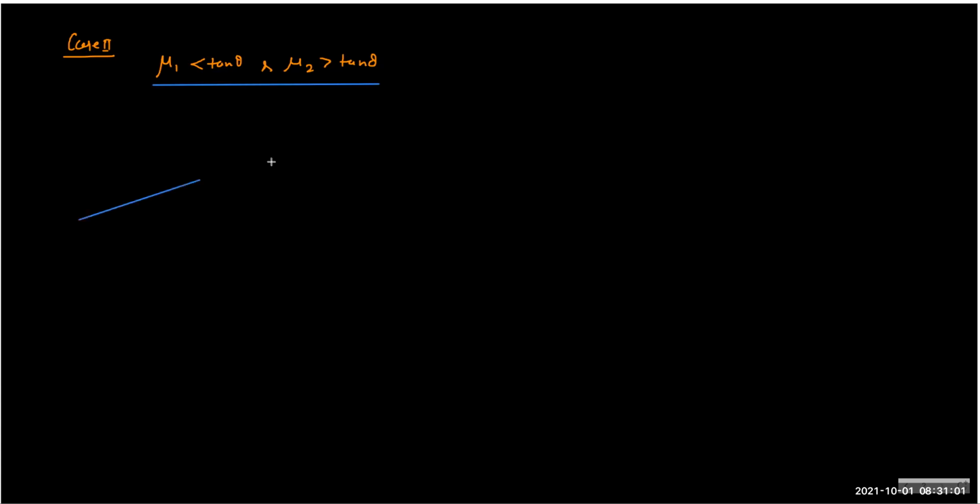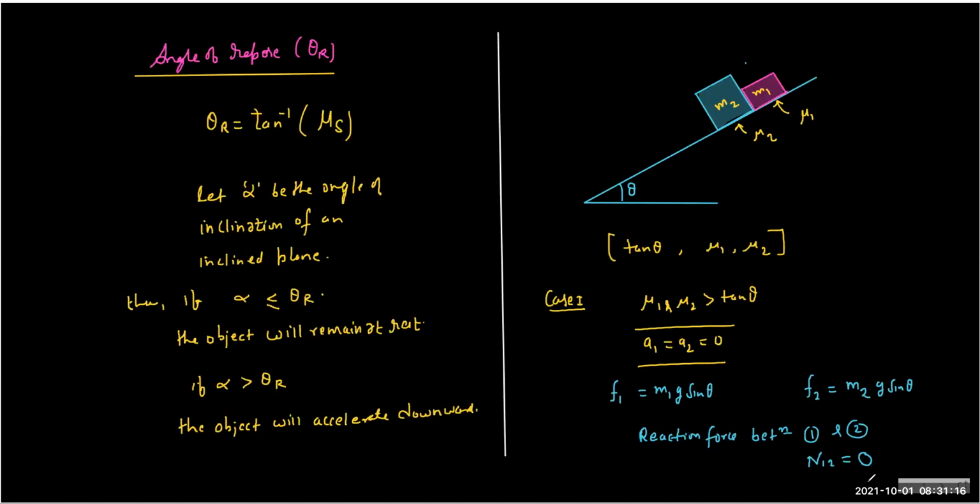So let's first try to analyze the situation. What is going to happen first? Sir, M2 will go down, and M1 will remain in the same place. Which block will tend to move down first? Yeah, M1. Yes, correct. M2 will try to stay at the same place as it was, whereas M1 will tend to move down.